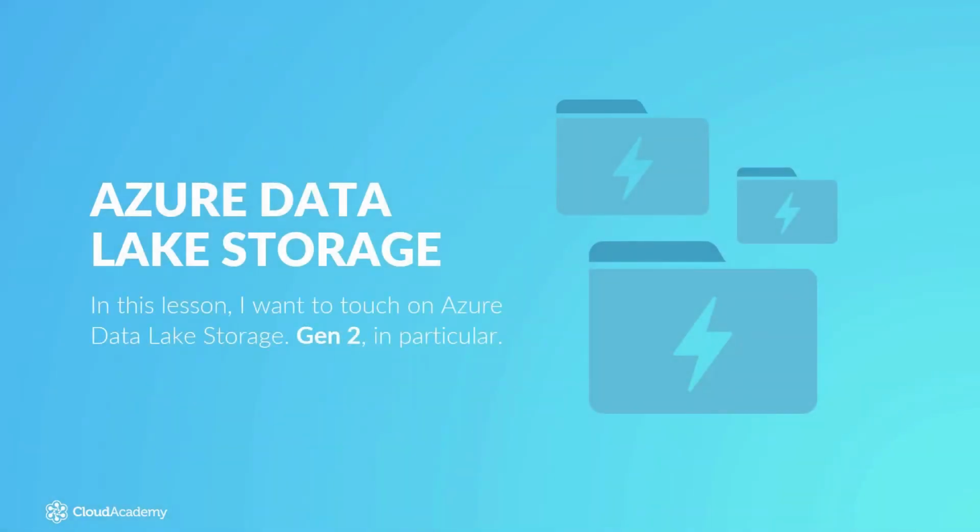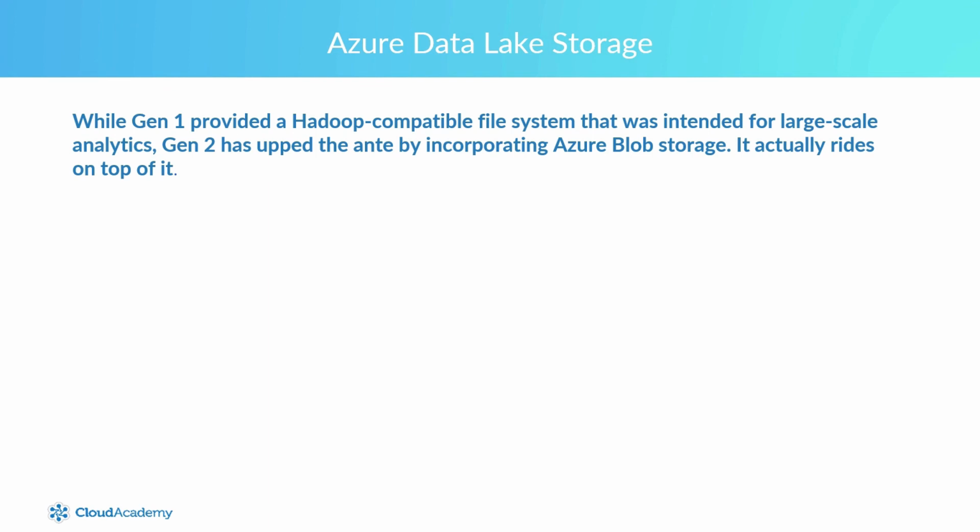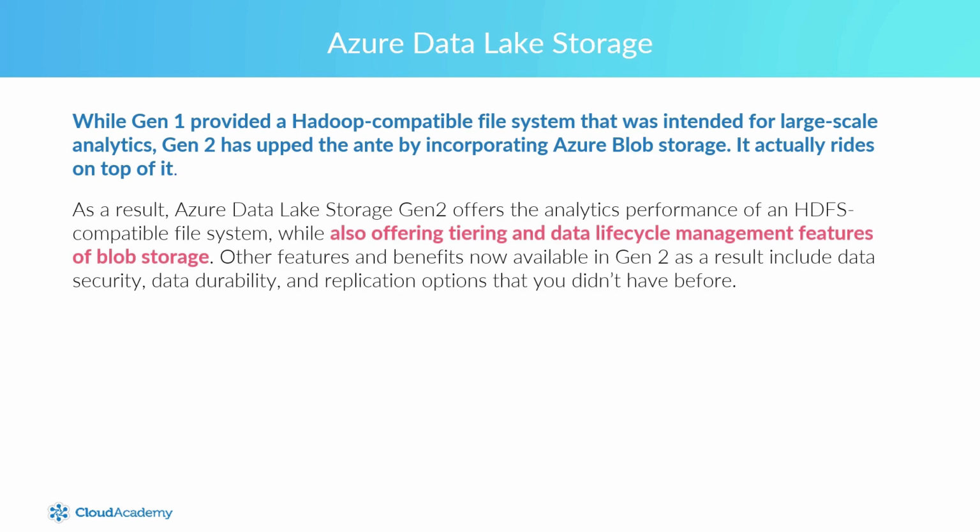In this lesson, I want to touch on Azure Data Lake Storage Gen 2 in particular. While Gen 1 provided a Hadoop-compatible file system that was intended for large-scale analytics, Gen 2 has upped the ante by incorporating Azure Blob Storage. It actually rides on top of it, to be exact. As a result, Azure Data Lake Storage Gen 2 offers the analytics performance of an HDFS-compatible file system while also offering tiering and data lifecycle management features of blob storage.